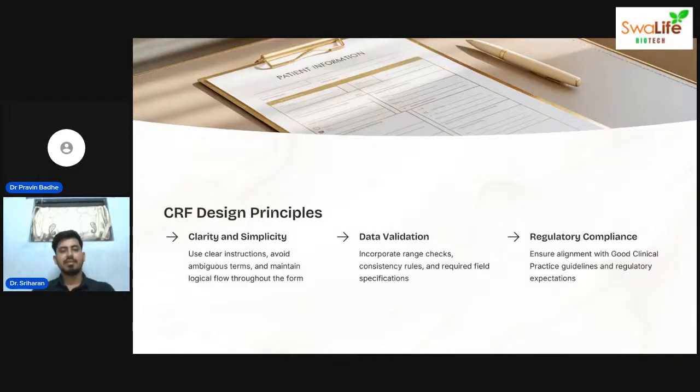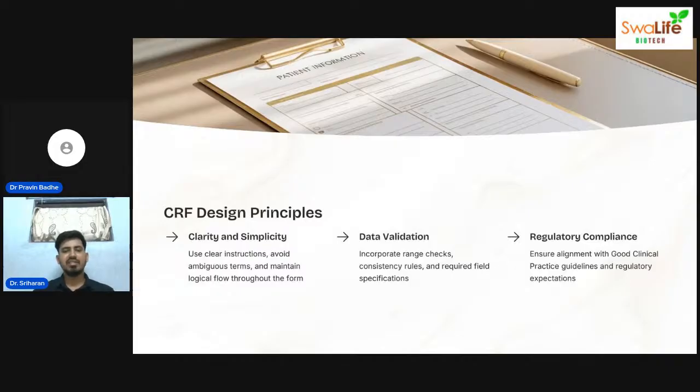Here are the design principles. As I said before, it should be clear and simple. Why? Because it may also be seen by a patient. Some patients have knowledge, but some patients have no medical knowledge, but they should be able to know what they are doing and what the study is about. So it should be clear and simple, and the core principle is data validation.